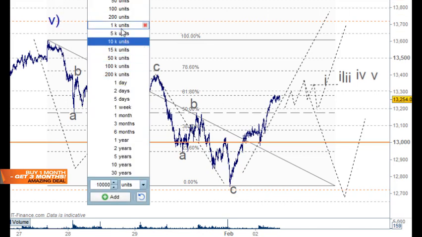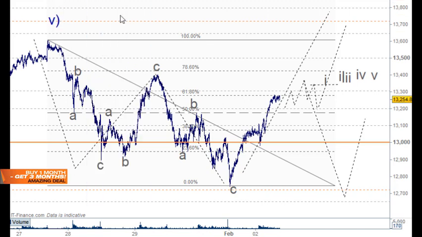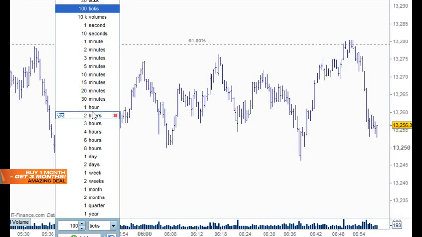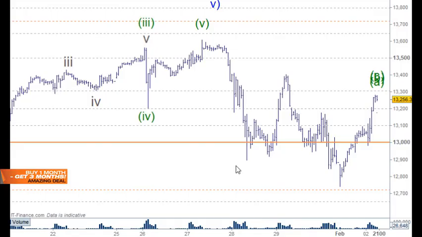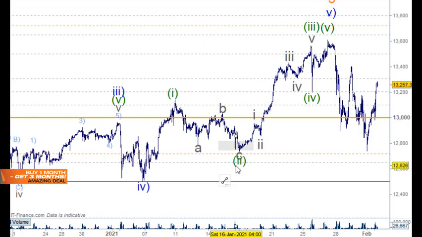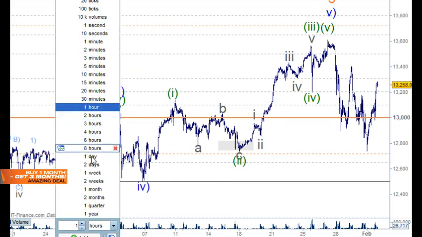So that means we need to go back to the, was it the daily chart? Oh, it's a 1 hour chart. That's not going to help, is it?